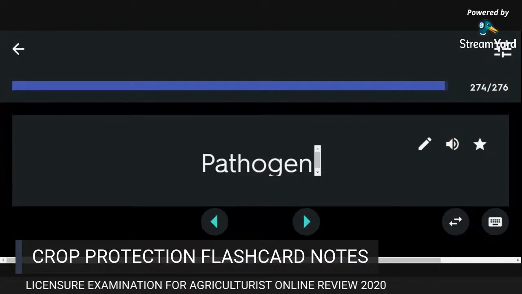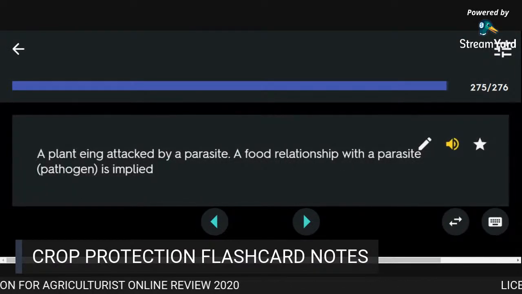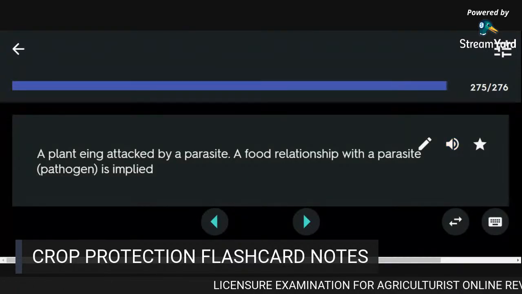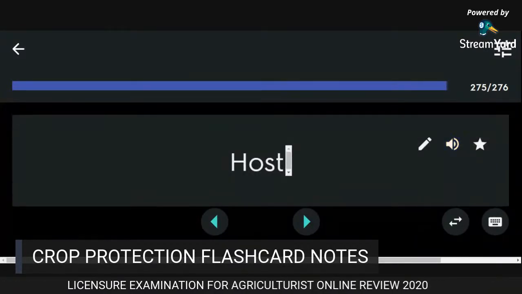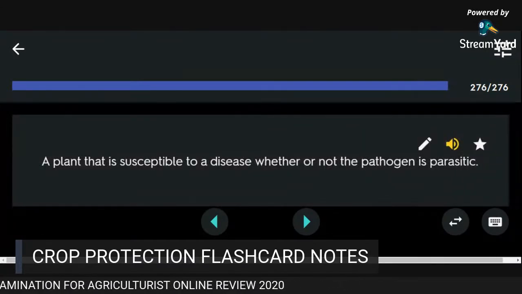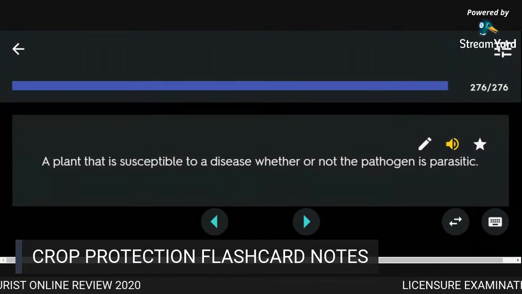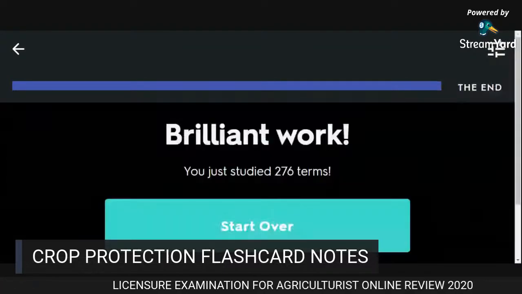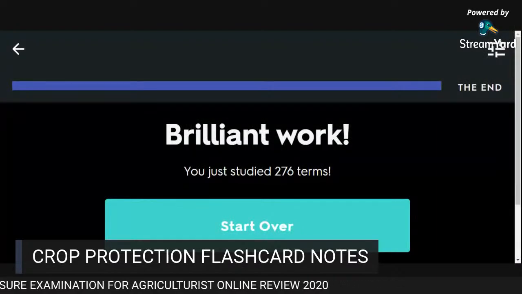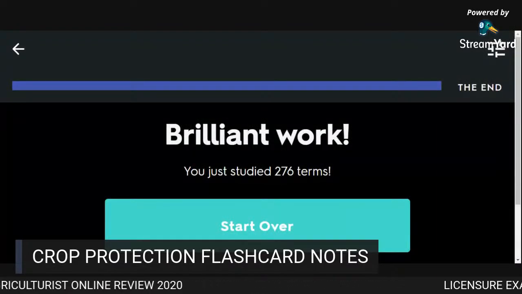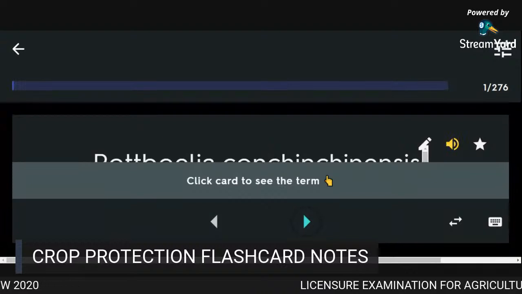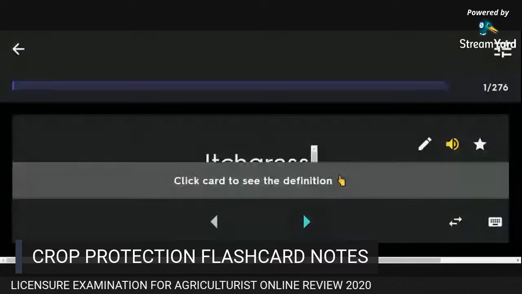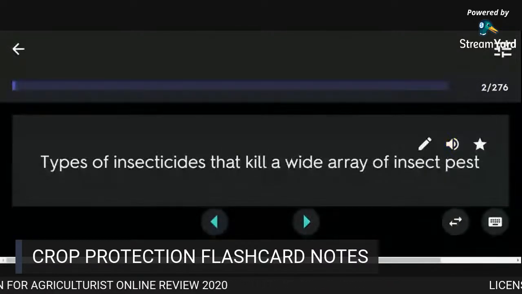Any agent that causes a disease: pathogen. A plant being attacked by a parasite, a food relationship with a parasite is implied: host. A plant that is susceptible to a disease whether or not the pathogen is parasitic: suscept. Rottboellia cochinchinensis: itchgrass.